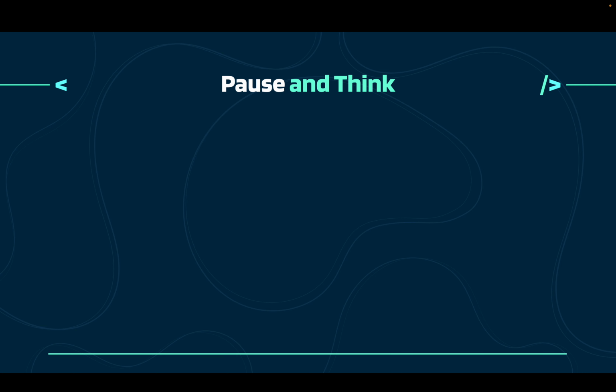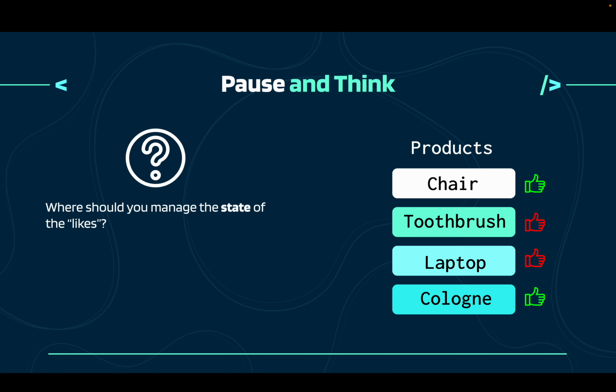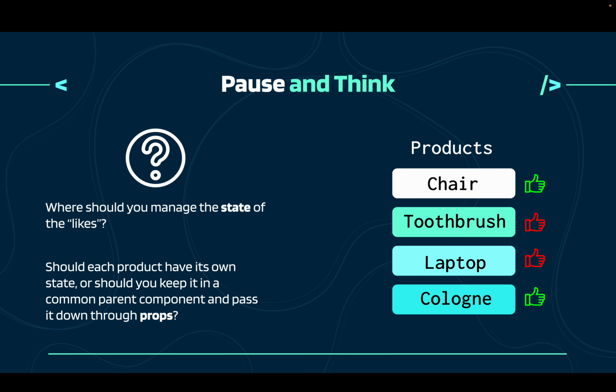Let's take a moment to pause and think. Based on the information you just learned about props, state, and lifting state up, imagine a scenario where you need to display a list of products, and each product can be liked by the user. Ask yourself, where should you manage the state of the likes? Should each product have its own state, or should you keep it in a common parent component and pass it down through props? Take a few seconds to think about how you'd structure this to make sure your code is both efficient and maintainable.